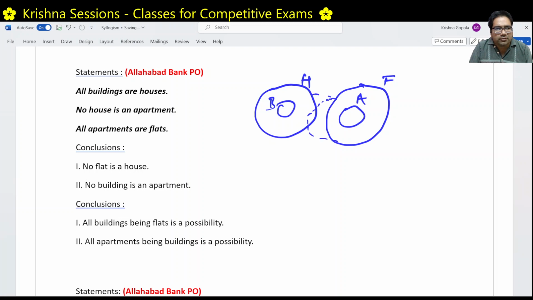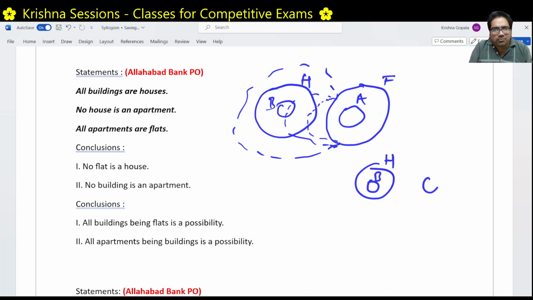Now, the flats can be like this also. This entire diagram can be like this also, right? Flats, we don't know, because we can draw this diagram also: buildings, houses, apartments, and flats. Something like this. Nothing is stopping us, because let's look at this diagram and these conditions. All buildings are houses. Yes. No house is an apartment. All apartments are flats. All three conditions are satisfied.